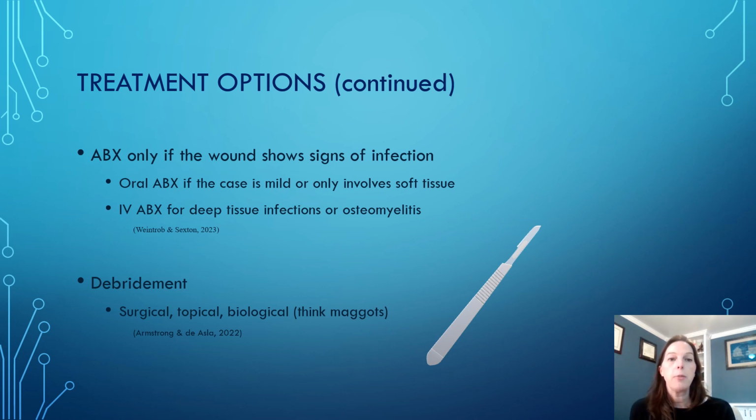So antibiotics are usually prescribed with an infection and only if they show signs of an infection. And oral antibiotics would be prescribed if the case is mild or it only involves soft tissue. But if the patient has a deep tissue infection or they do have osteomyelitis, which, as you remember, is that bone infection, they would need IV antibiotics. And then after that, it would be debridement.